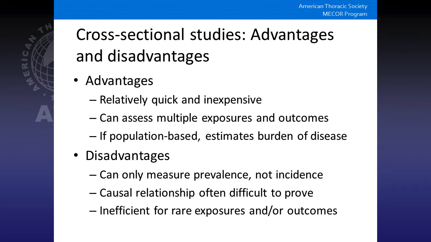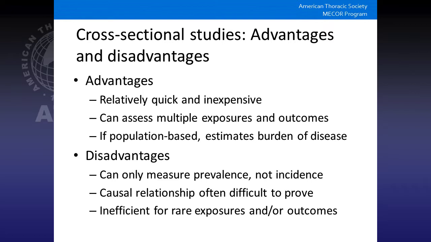If it is population-based, that is, if our study sample comes from a population and reflects that population, we can estimate the burden of disease. So, for example, if we find in a cross-sectional survey drawn from a population that 20% of our sample are smokers, we can infer that probably for the larger population, it's also about 20% prevalence of current smoking.